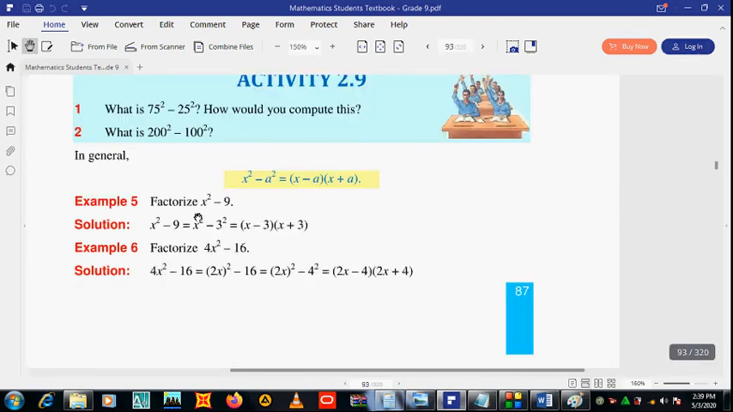Example 5, factorize x square minus 9. We are still on page 87.